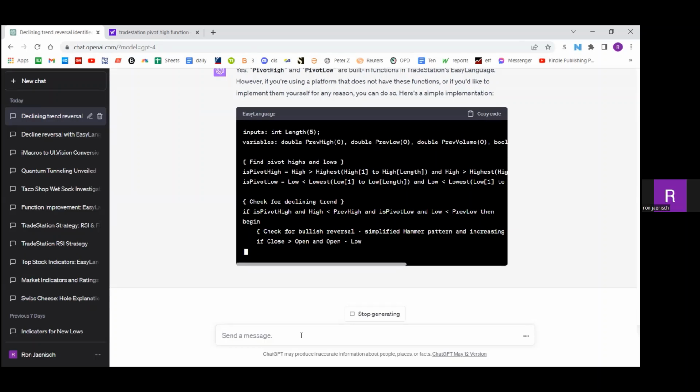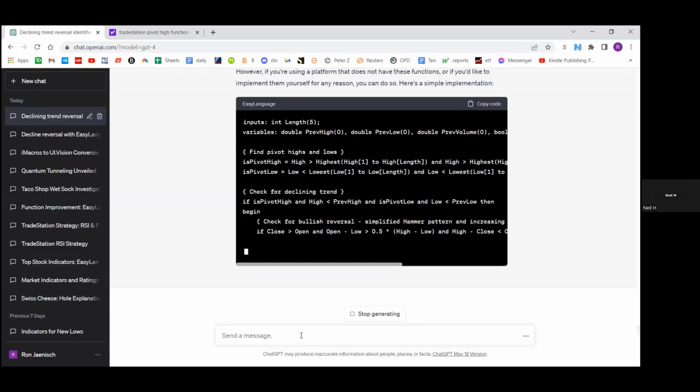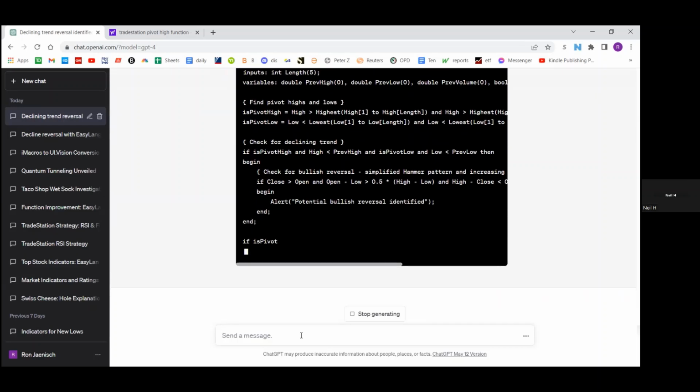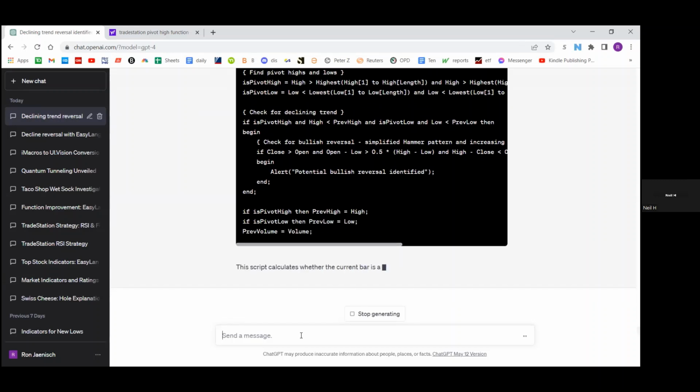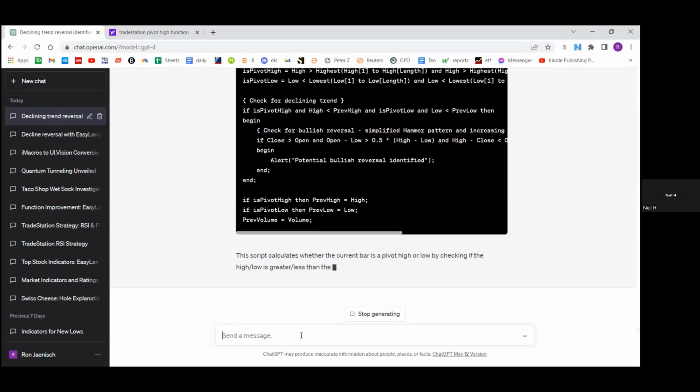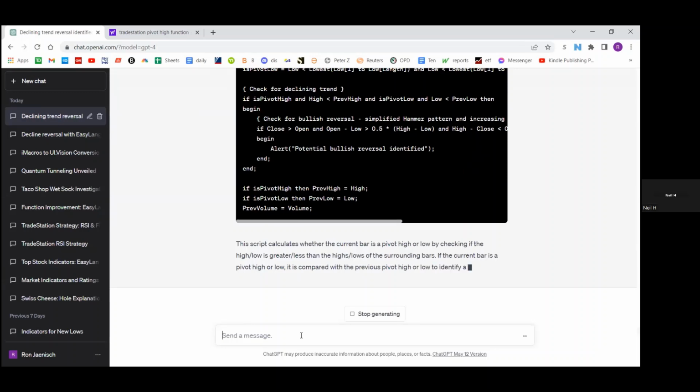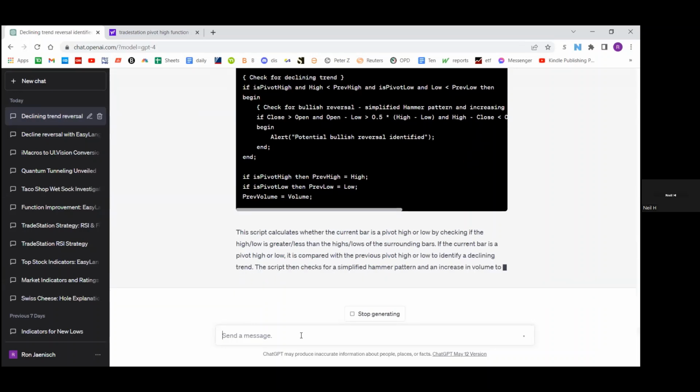But again, the usefulness is getting a start here, not that it's going to get everything perfect. For example, this pivot high that it's defining is just a strength of 1 on the left and the right side. You may not like that. So it's not that it's good, you're just going to compile this and trade it. It's that it's giving you some interesting ideas.